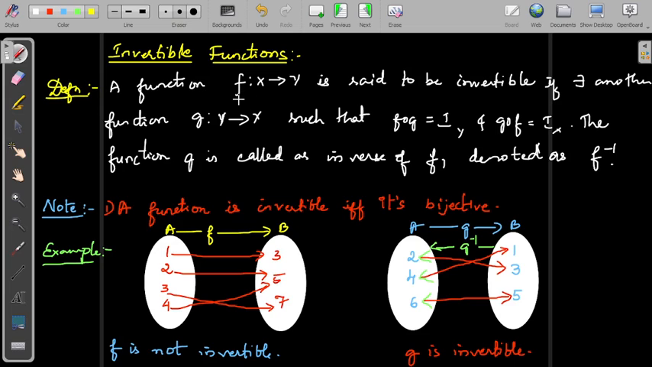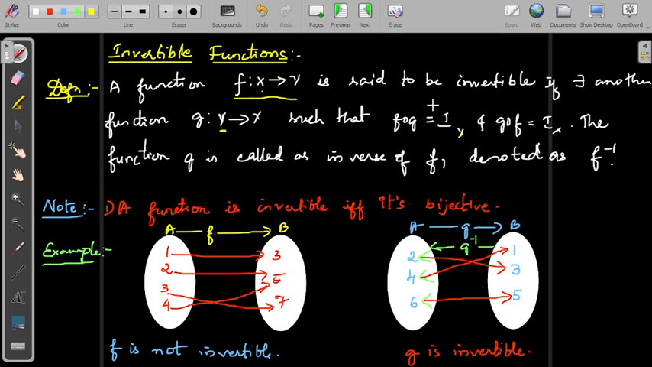A function f from X to Y is said to be invertible if there exists another function g from Y to X, that is, codomain to domain. Initially we had a function from domain to codomain, such that f composite g, by combining those two functions, gives the identity function I with respect to Y. g first means its domain is Y, and g composite f is equal to the identity function on its domain, that is X.